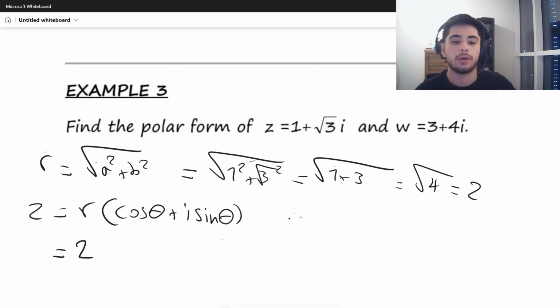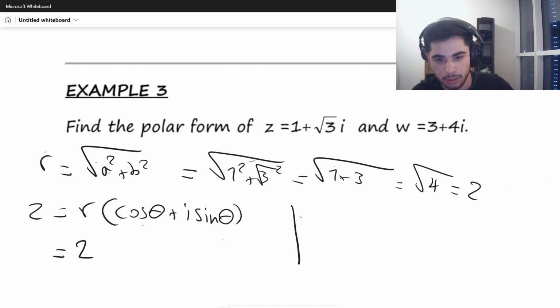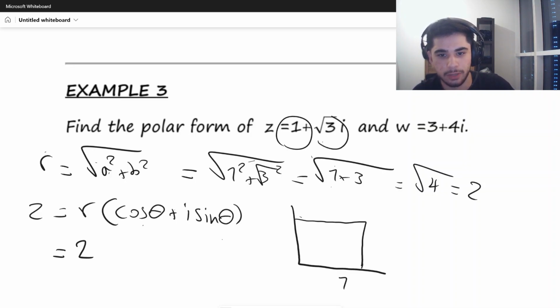Then we need our theta to put it in this equation. If you remember, our graph was kind of like this. So right now our x, which is the real part, is 1, and our y, which is the imaginary part, is root 3. Don't let this confuse you with this. These are not the same.